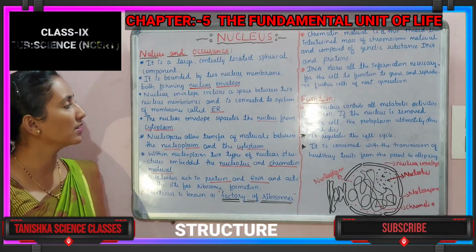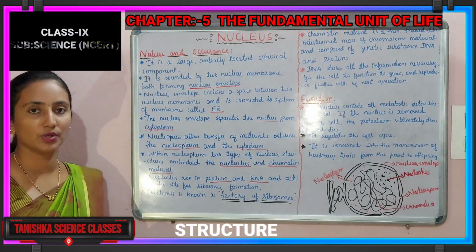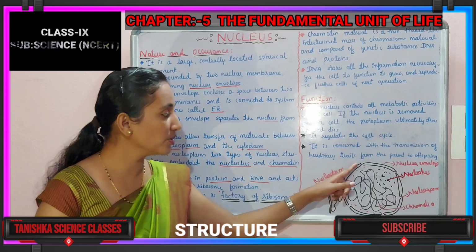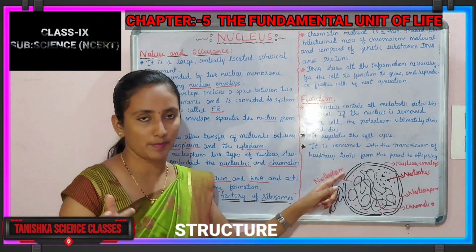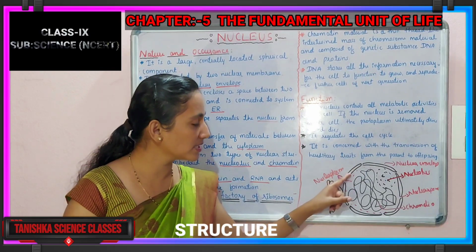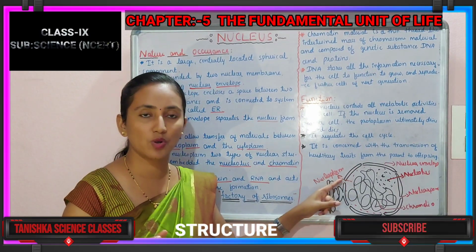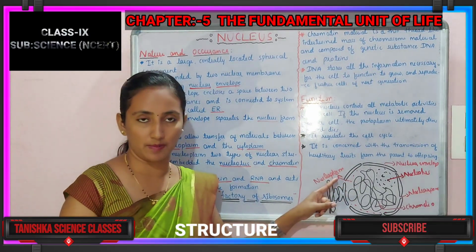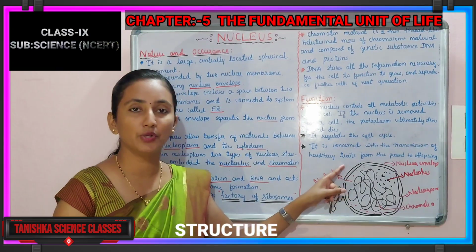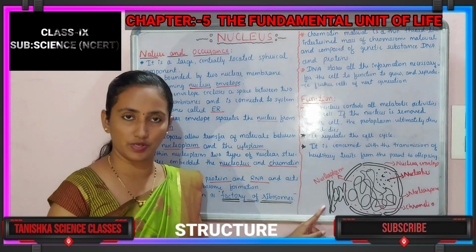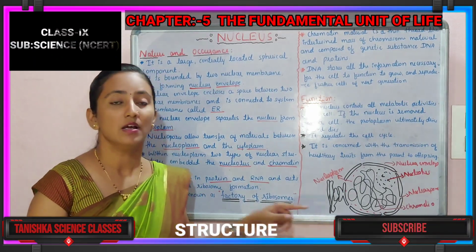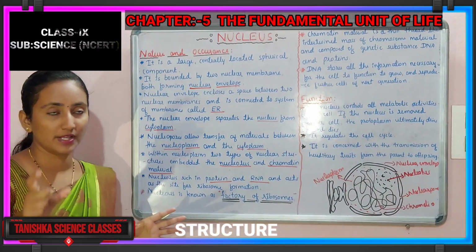So what is the nuclear envelope? It encloses a space between the two nuclear membranes. Here two nuclear membranes are there, and the space inside is enclosed by the nuclear envelope. This nuclear envelope is continued to the system called the endoplasmic reticulum. That is the structure of the nuclear membrane.